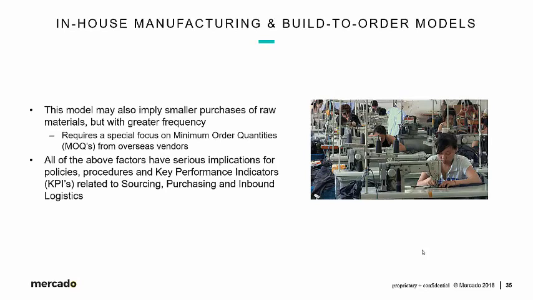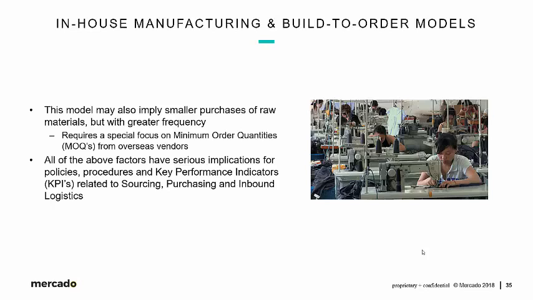Another thing to consider is that this model may also imply smaller purchases of raw materials, but with greater frequency. We're getting orders from all different kinds of customers for probably different types of products. Maybe the same product with different configurations, but different customers want different things. In that sense, we don't want to make huge purchases of raw materials because we run the risk of investing too much in those raw materials. The solution, sometimes, is to buy in smaller quantity, but with greater frequency. More purchase orders being placed on our international suppliers.